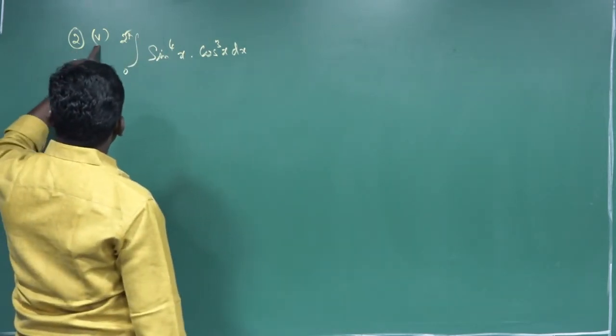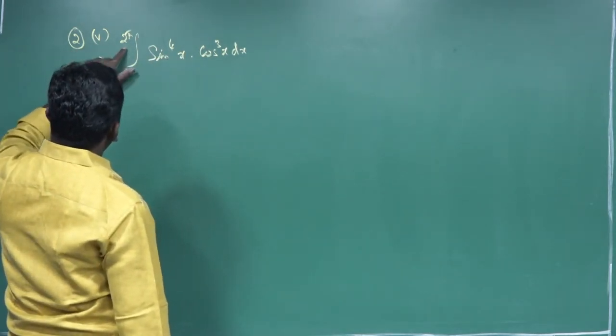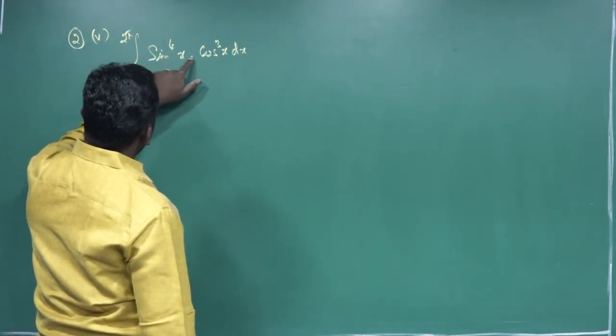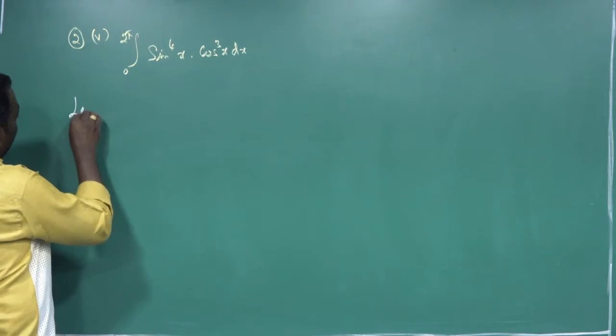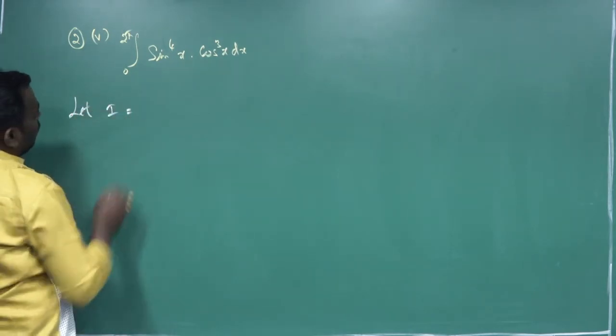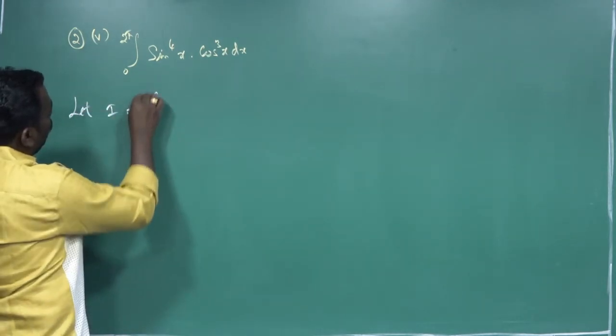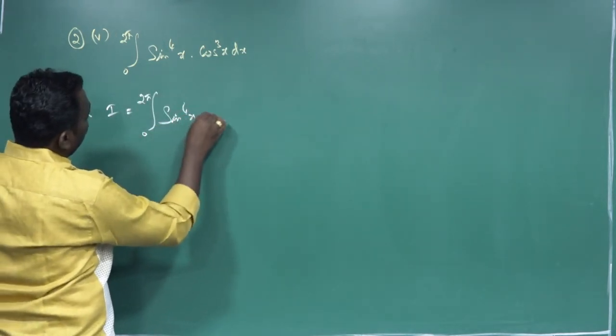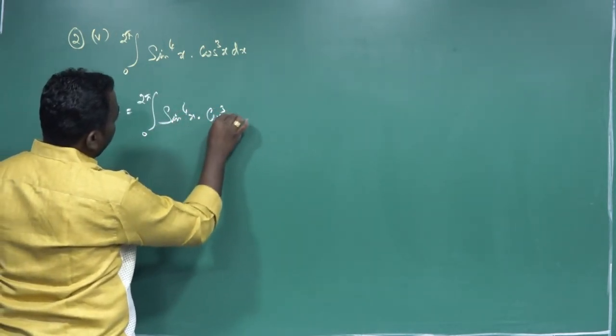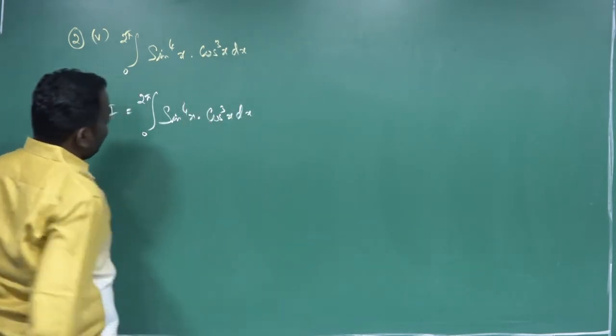Question number 2, problem number 5: integral 0 to 2 pi sin power 4x into cos power 3x into dx. Now consider the given integral as I, integral 0 to 2 pi sin 4x into cos power 3x into dx.